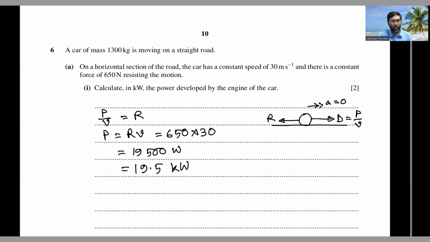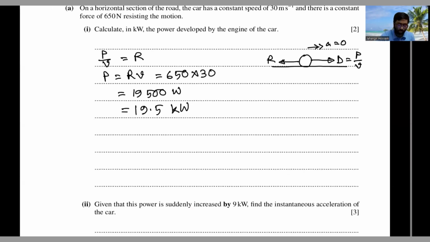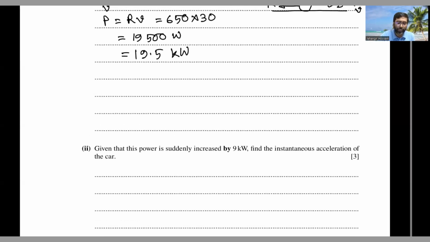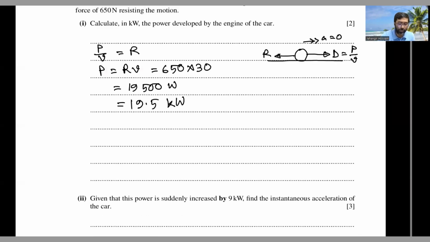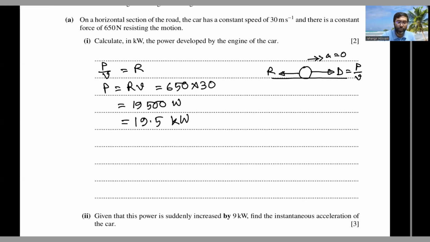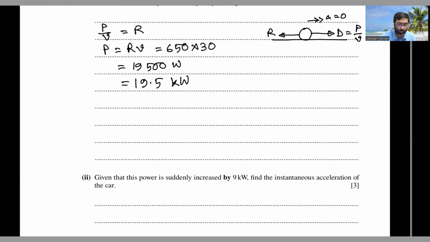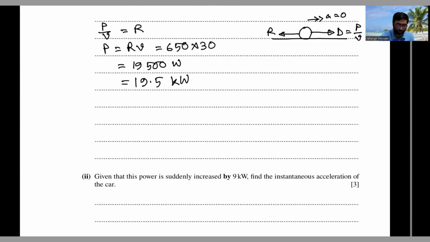That's the power developed by the engine of the car while this car is moving at constant speed along this horizontal road. Given that this power is suddenly increased by 9 kilowatts, find the instantaneous acceleration of the car. So when the power is increased by 9 kilowatts, the driving force further increases. When the speed is 30 meters per second, power is 19.5 kilowatts, but it is suddenly increased by 9 kilowatts, then you have to find the instantaneous acceleration.